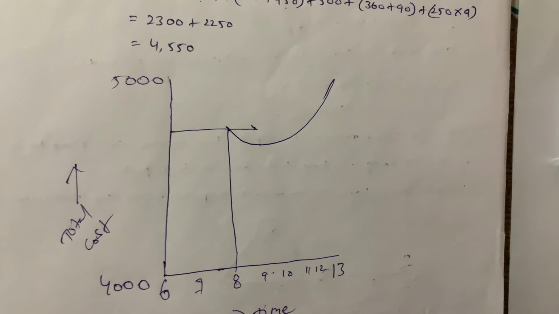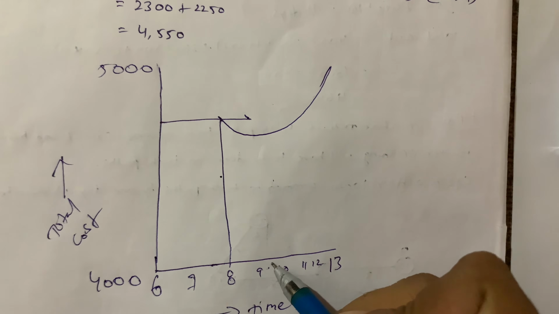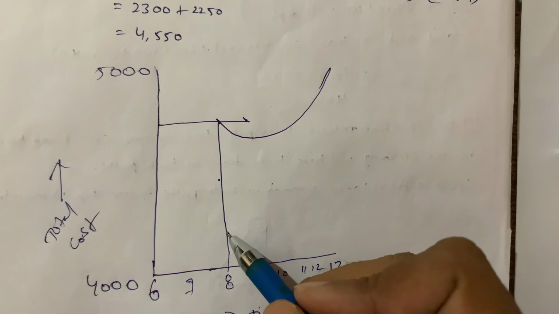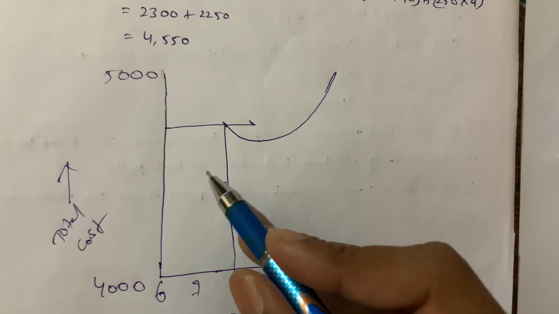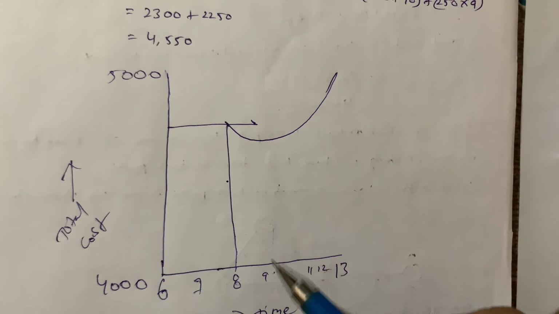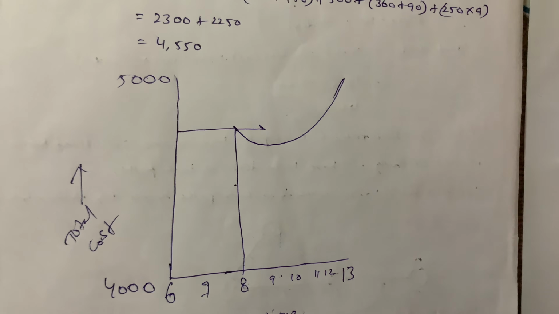So here some optimum, from one point to one point we will get the optimum time, and from one point to one point normal time, and total cost, like that we will get, okay. I hope you understood this.